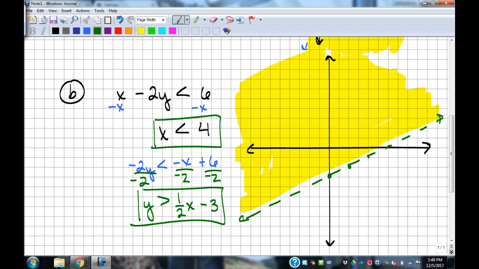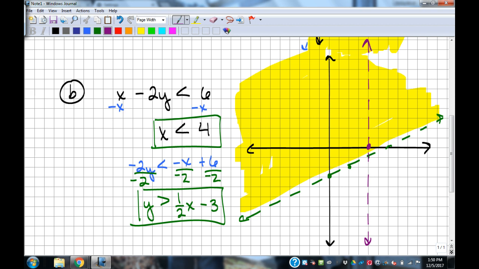Now let's graph x is less than 4. What's that look like? Yeah, x equals a number is going to be a vertical line. So I go to positive 4 on the x-axis, 1, 2, 3, 4, right there, and put a vertical line. Should that vertical line be dotted or solid? Dotted. Doesn't have an equal to mark, so it's dotted. And it says x is less than 4.